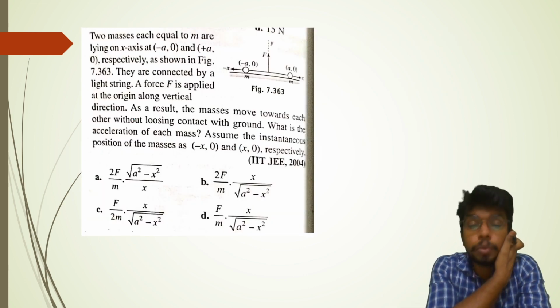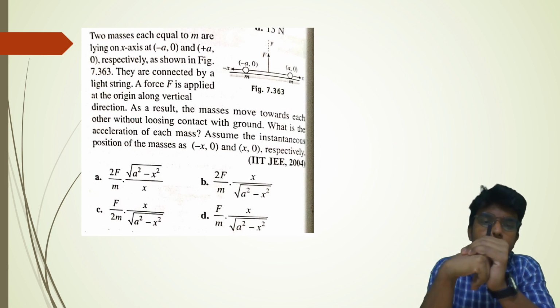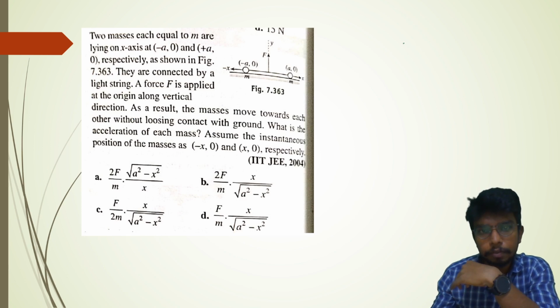Two masses equal to m are lying on the x-axis at minus a, 0 and plus a, 0 respectively, as shown in the figure. They are connected by a light string. A force F is applied at the origin along the vertical direction. Okay, the situation is like this.